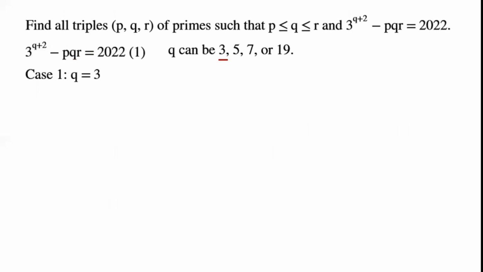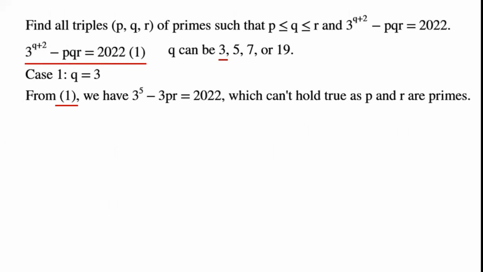Case 1, Q equals 3. From equation 1, we have 3 to the power of 5 minus 3PR equals 2022, which can't hold true as P and R are primes.